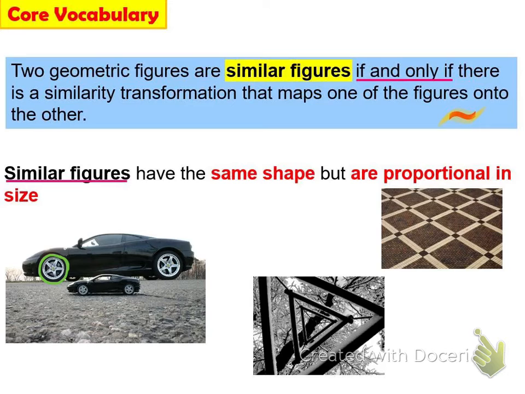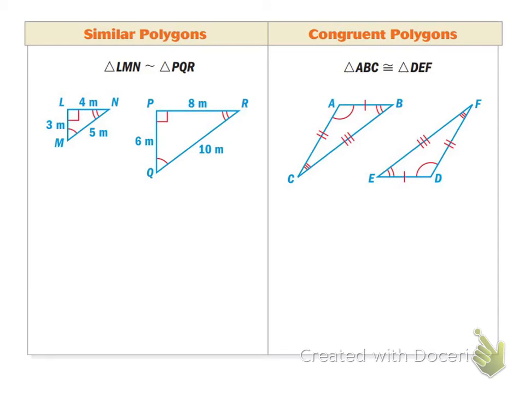Someone in first period was like, I thought that was congruent. What does congruent look like? Yeah, squiggle sign and then an equal under it. So just know the difference because we're going to describe the difference in that box below.